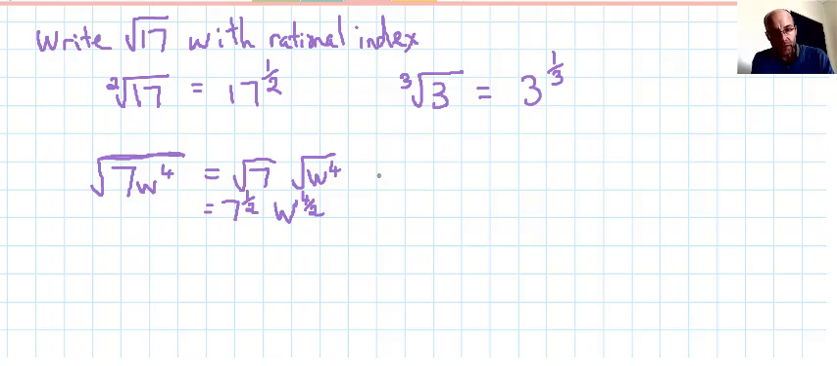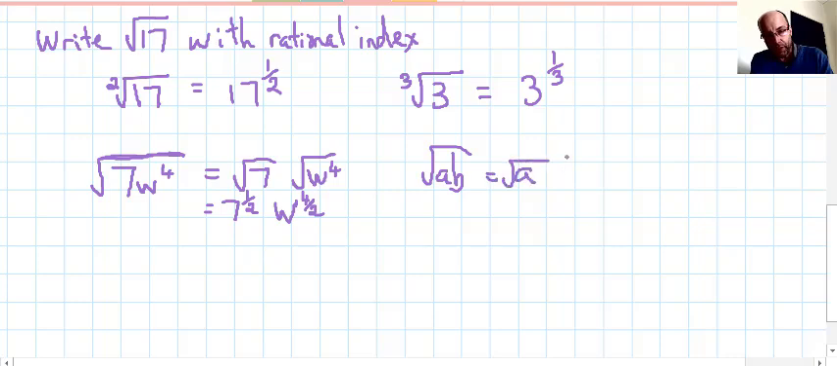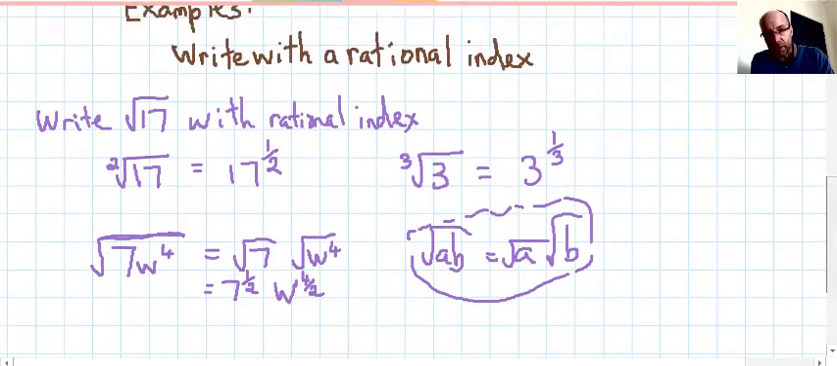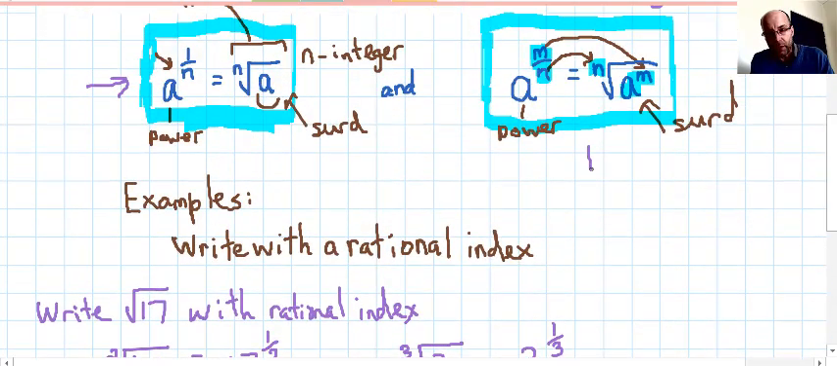Now that was just an example of things we've seen before that you should be familiar with by now, because that's from our previous work. So that's just using that property there, so it's splitting them up. So the square root of 7 is 7 to the half times w to the 4 over 2, and that second part there is an example of this.